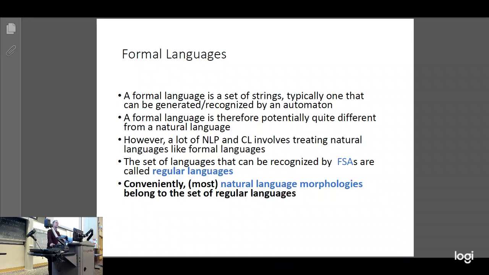So this is kind of different from natural languages, right? But a lot of work in NLP and computational linguistics basically has involved treating natural languages like formal languages. And the set of languages that can be recognized by finite state automata are called regular languages. And conveniently, most natural language morphologies belong to the set of regular languages. So this means that we can model them using finite state automata and other finite state machines.